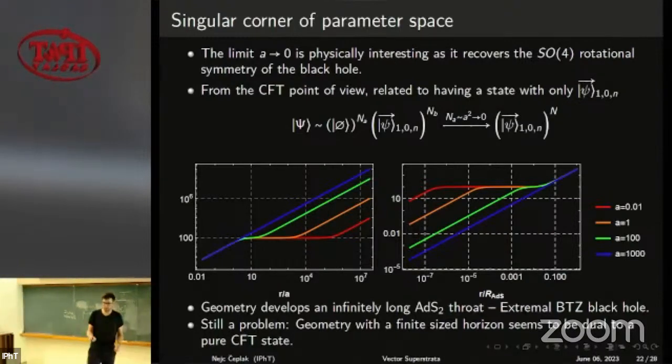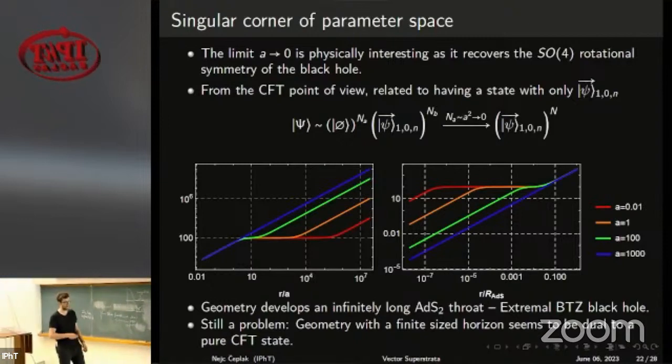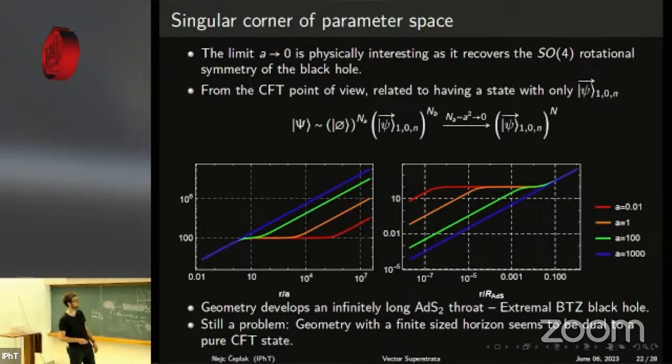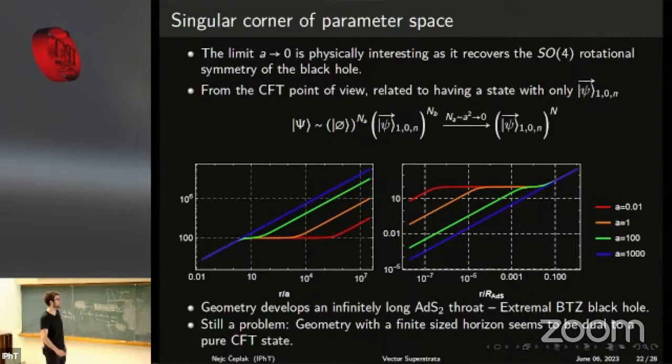Why? Because on the CFT side, taking a goes to 0 just corresponds to a pure state. So on the CFT, you have a pure state, and on the gravity side, you still have the degenerate solution, which has an infinite throat, and therefore non-zero entropy. So you have a geometry with a non-zero entropy dual to a pure state. Clearly, some new ideas are needed to resolve this, and this will be the topic of several talks this week, including Yishwan and Dimitrios, who will talk about this on Thursday and Friday.